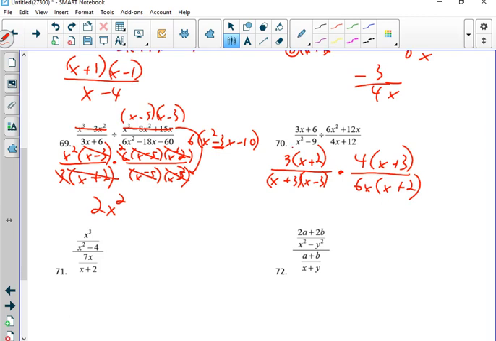Let the games begin. X plus 2, x plus 2. X plus 3, x plus 3. This 3 will go into this 6 2 times. Don't lose this x. And this 2 will go in that 4 2 times. Don't lose this 2. And don't lose this. So what's left on the top? 2. On the bottom, an x and an x minus 3.